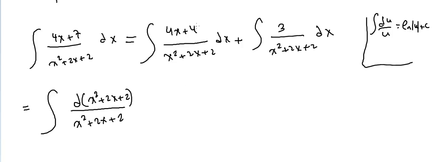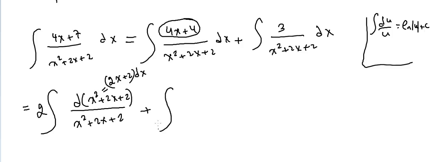Now, the problem is where the 4x plus 4 goes. I'm not taking let u equal and doing it the way that we used to do, but we can do it fast here. What is the derivative of x squared plus 2x plus 2? It's simply 2x plus 2, multiplied with dx. Do we have 2x plus 2? No, we have 4x plus 4, so I still need to multiply with 2 to get my answer. I multiplied with 2. Then, plus, this one here is simply 3 dx over x squared plus 2x plus 2. I want to complete the square over here. x squared plus 2x plus 2 divided by 2, 1 squared.